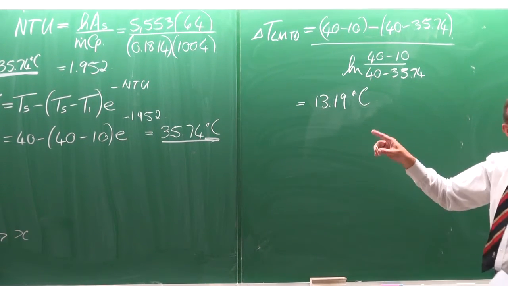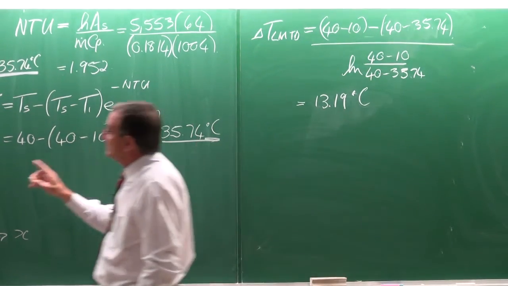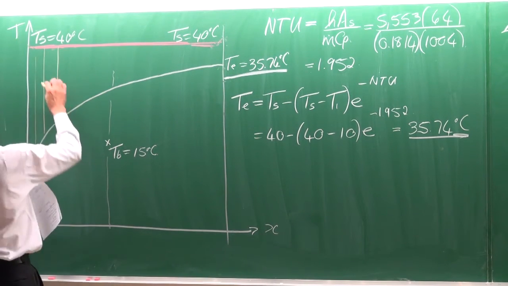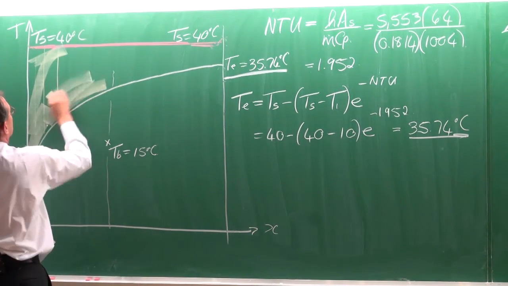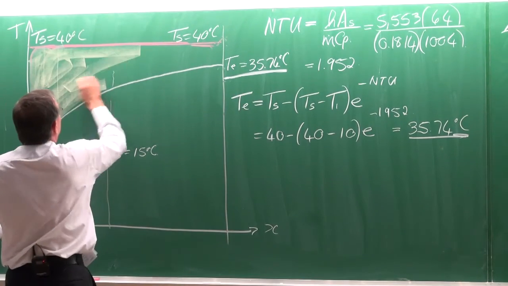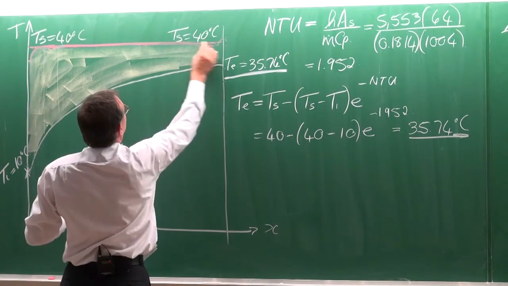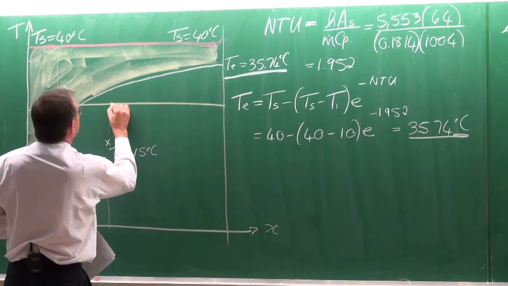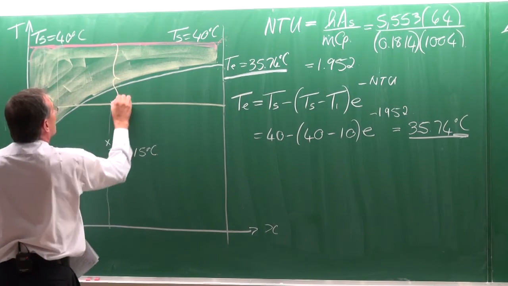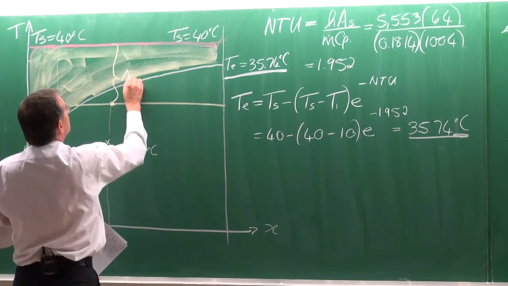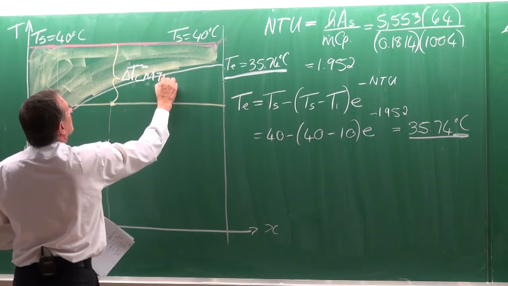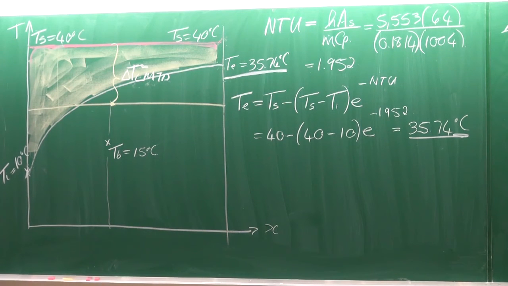Therefore, what does the LMTD mean? It means that if you take this temperature difference, all of that, and you integrate that, and you divide it by the length, that area, and you divide it by the length, you get an average temperature difference like that. And that is my LMTD. It's a good representation of the average temperature difference between the two streams.